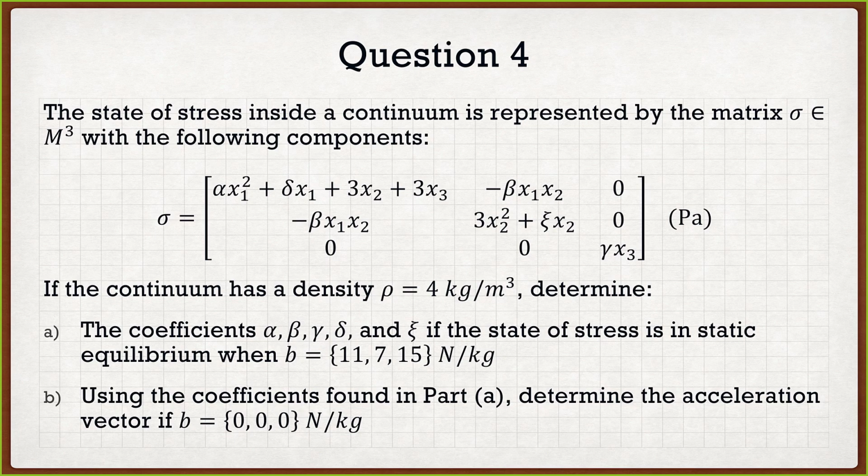So if we look at question 4, it says the state of stress inside a continuum is represented by the following matrix. And it says that the continuum that we're interested in has a density of 4 kilograms per meter cubed. That'll make sense once we see the equations. Now in part A, it says, what are the coefficients alpha, beta, gamma, delta, and eta if the state of stress is in static equilibrium when B is equal to 11, 7, and 15. I'll talk about what these mean when we see our equilibrium equations. The second one says, using the coefficients found in A, determine the acceleration vector if B, which is our body forces vector, is equal to 0.